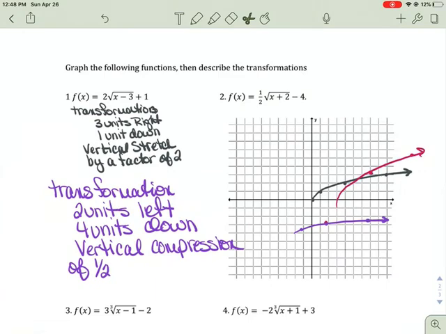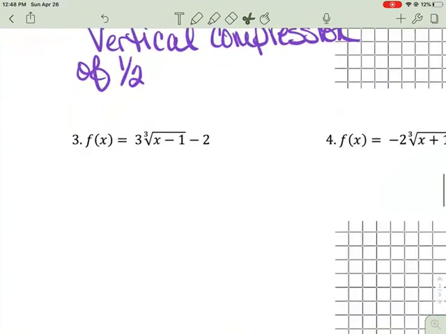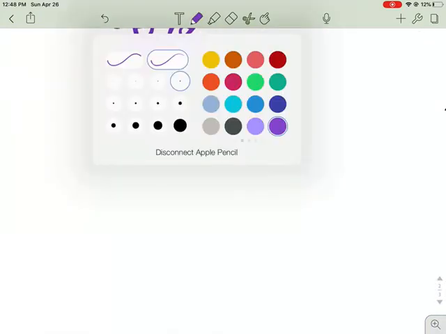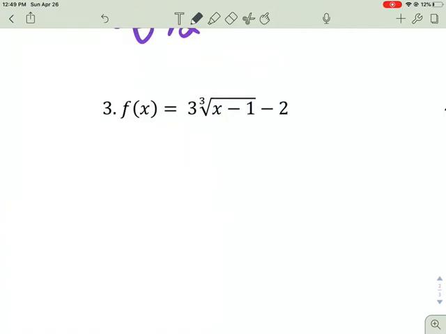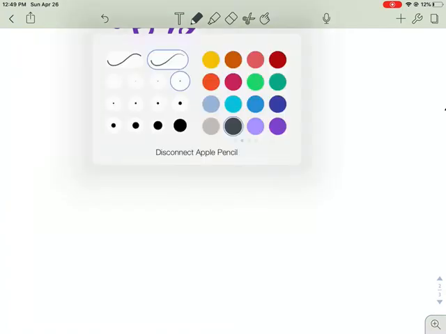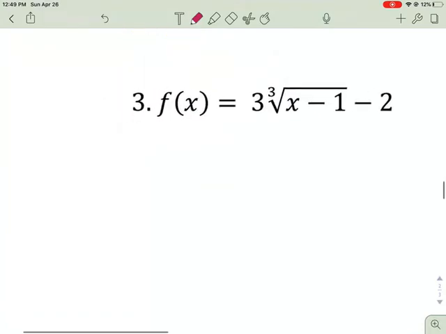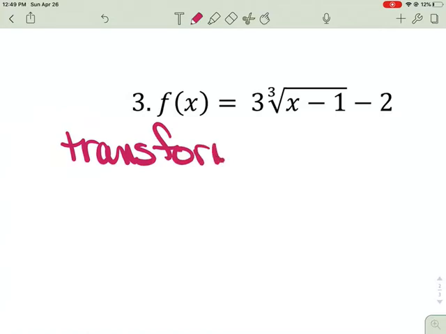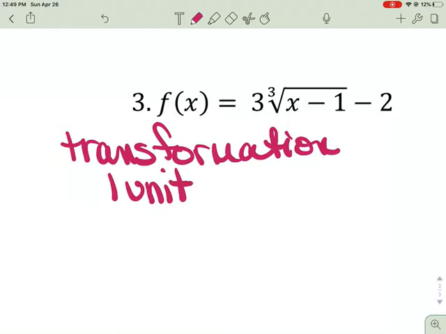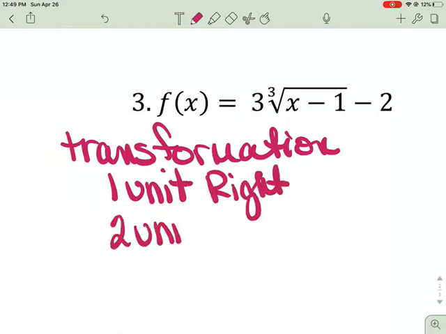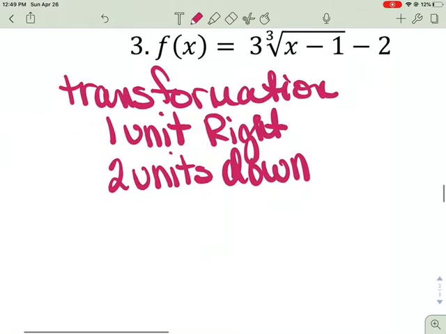All right, so we've done transformations in the past, so hopefully this isn't too bad. All right, let's try this one. Go by transformations. Write the transformation, and then we're going to pick up and move the graph. So the transformation: one unit right, 2 units down, and a vertical stretch of 3.